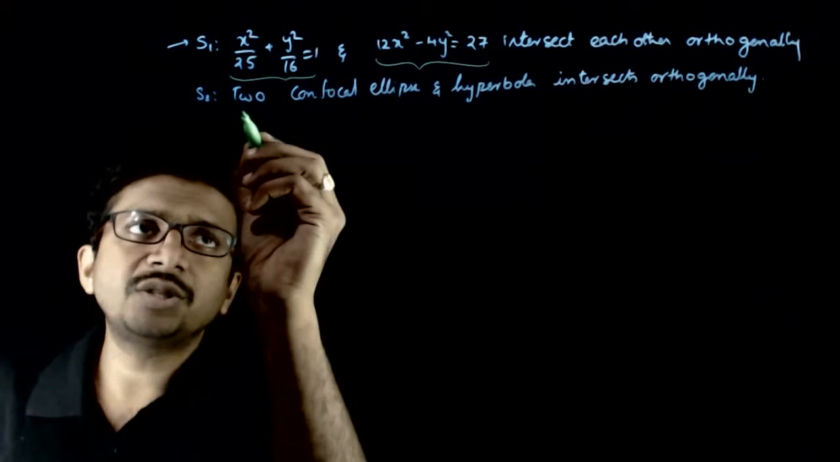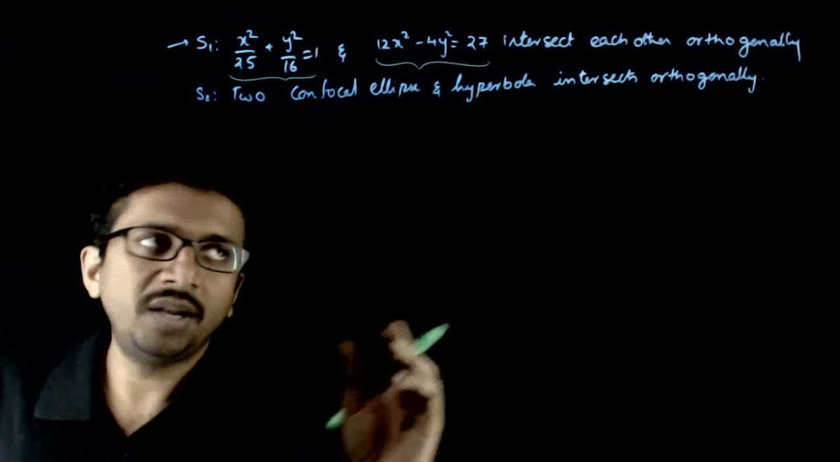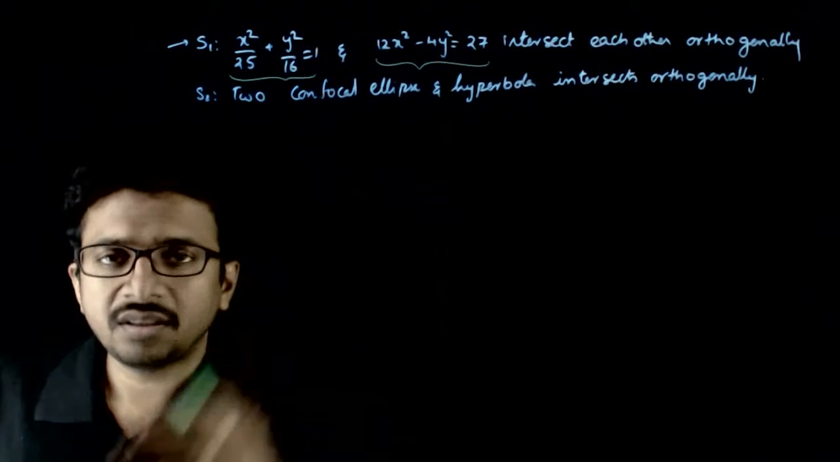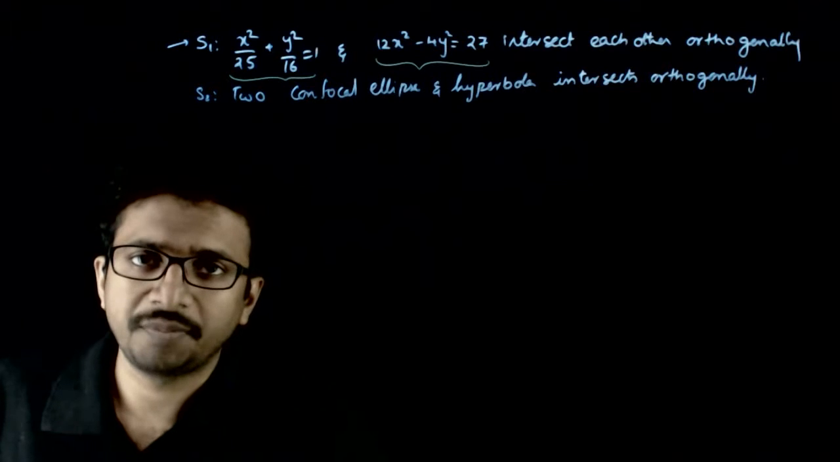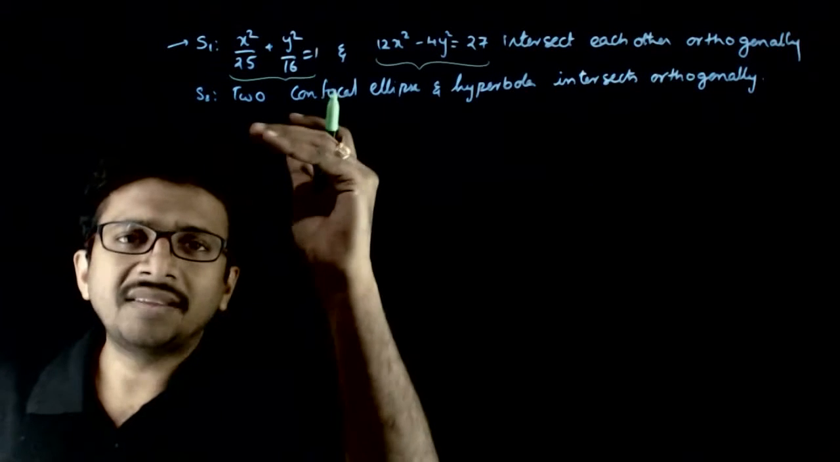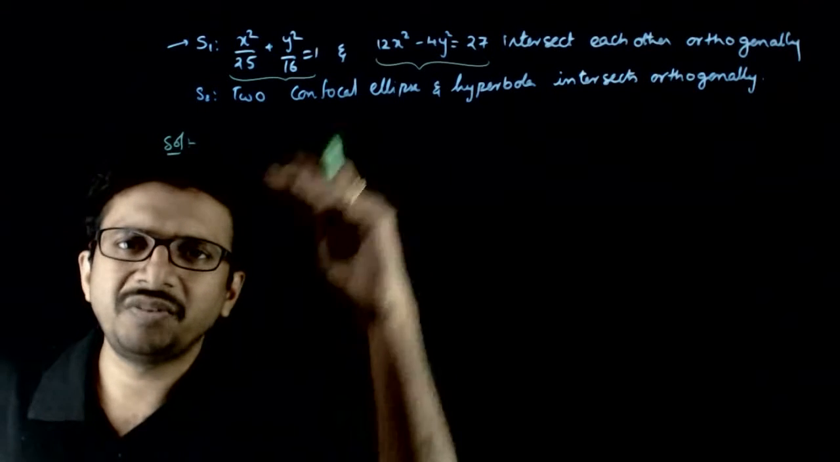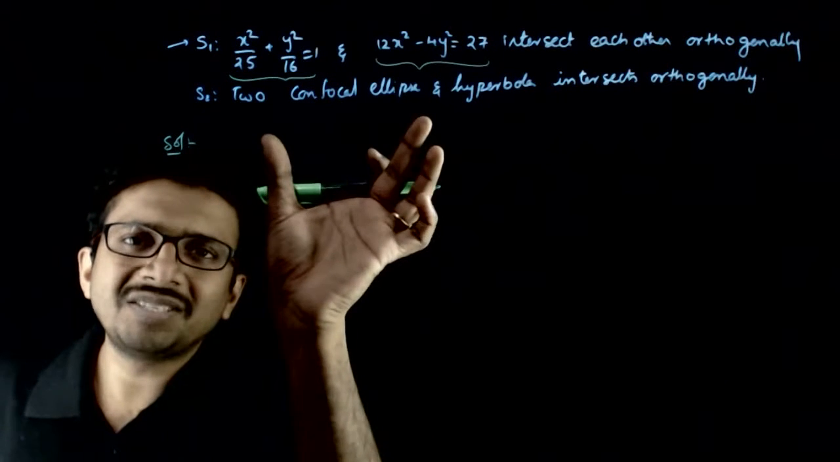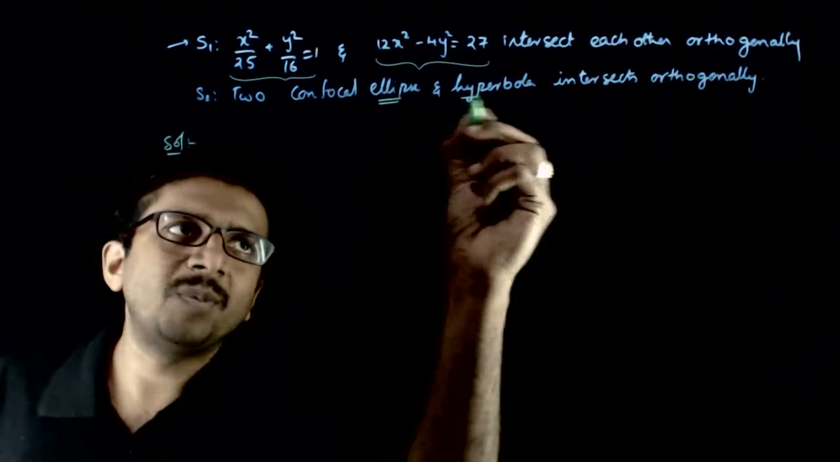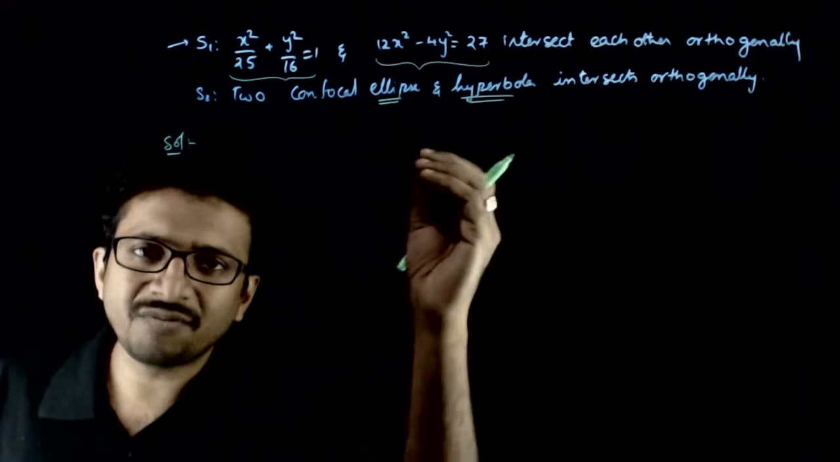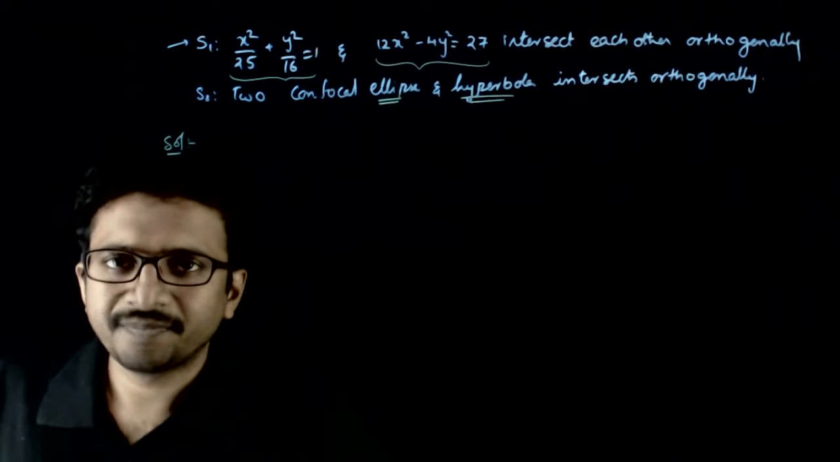The second statement is: two confocal ellipse and hyperbola, if they intersect, they always intersect orthogonally. So are these two statements related to each other? First let us see whether there is a relation between these two statements. The second statement says if the ellipse and hyperbola have the same foci, they will intersect orthogonally.